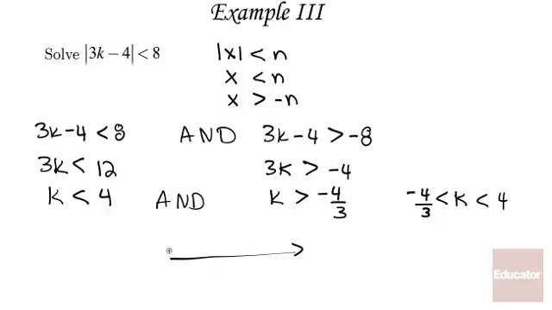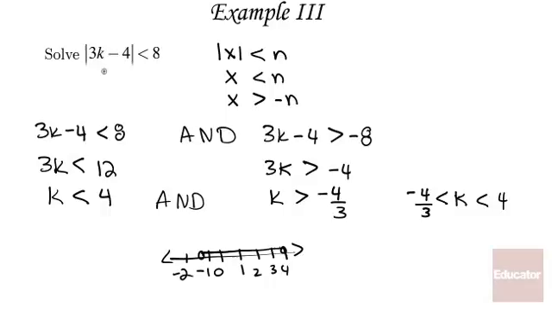On the number line, negative 4/3 is the same as negative 1 1/3, so that'd be right about here. And it's a strict inequality, so I use an open circle, and that's one of my boundaries. The other one is that k is less than 4. So the solution set is represented graphically right here on the number line.